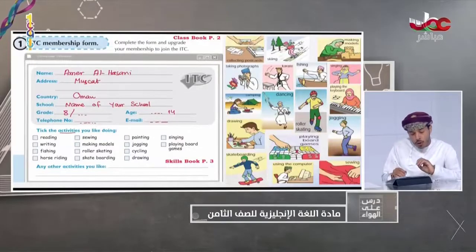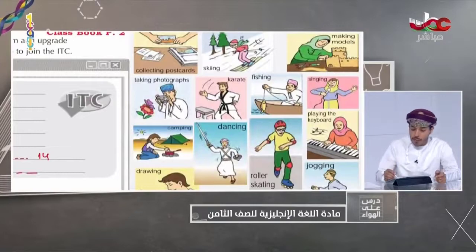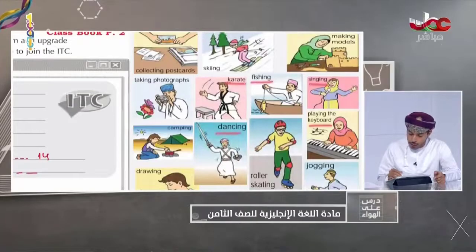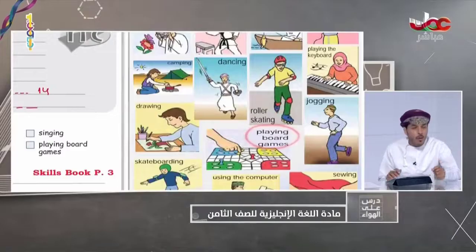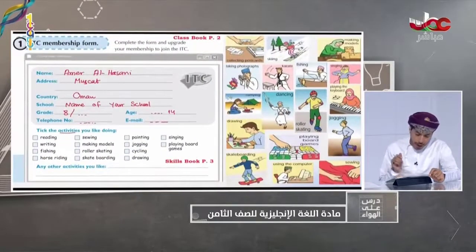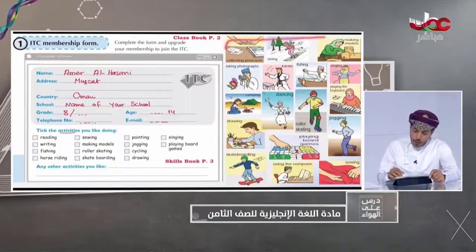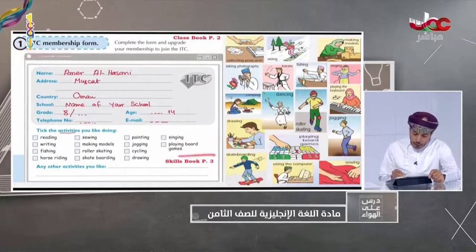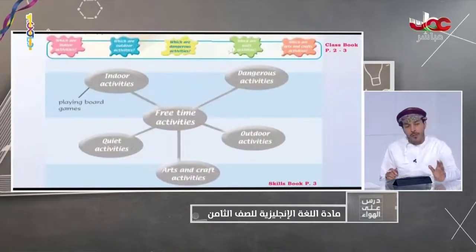Okay, and if you don't know any of these words, you can look at these different activities. So this is how to make models, skiing, collecting postcards, taking photographs, and you can see different activities that maybe you like. So if you like one of these activities, you can put a tick on the previous activity, which is this one. Okay, so these activities, you can find them on your class book on page 2, and this activity can be answered on skills book page number 3. Good, guys?